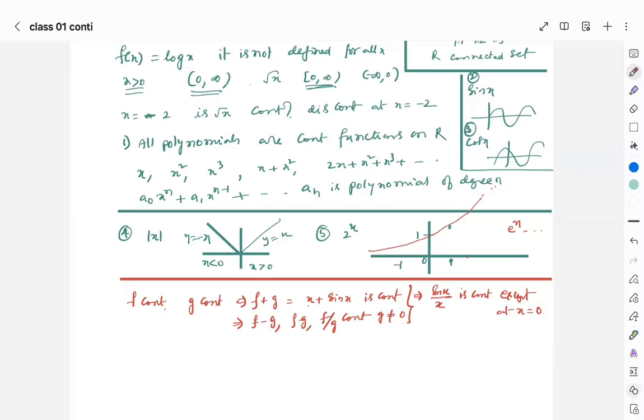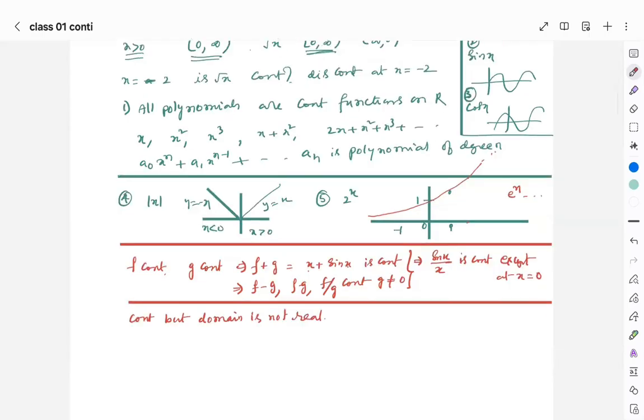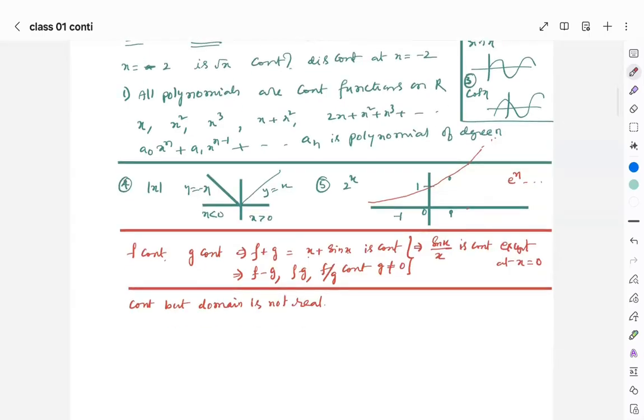So other than the cases which are formed by combinations of basic continuous functions, let us see. We have seen many continuous functions which are continuous, but the domain is not all of the reals. Not real means part of the real number system.